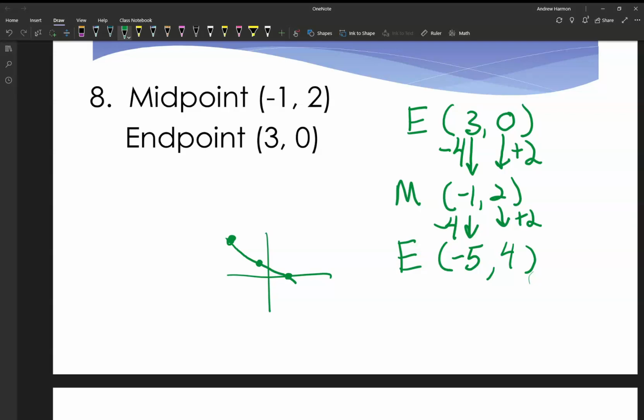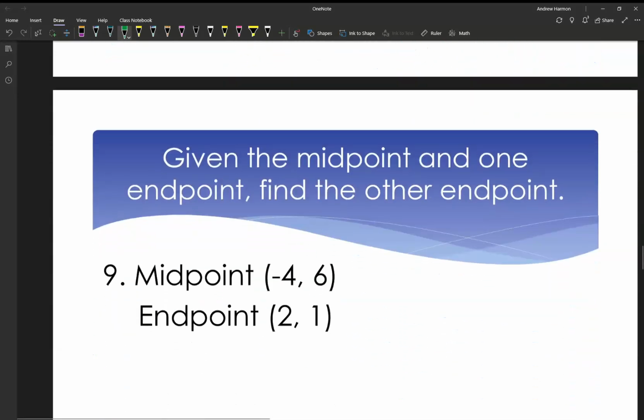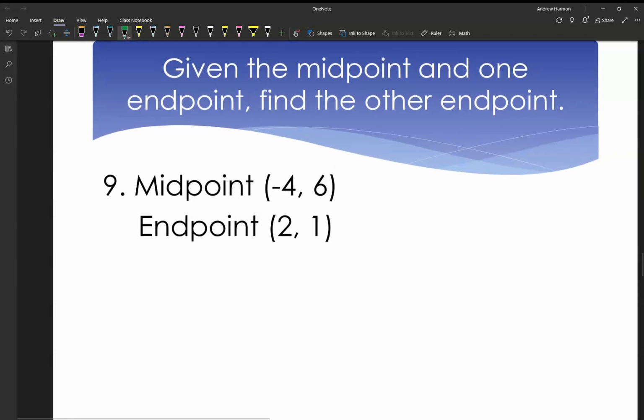All right, I want you guys to take a quick minute and try this problem out. Go ahead, pause the video, try it out, and when you get back, we'll go over the answer. All right, so for the final endpoint, what I got was negative 10, 11. See if that's what you got as well.